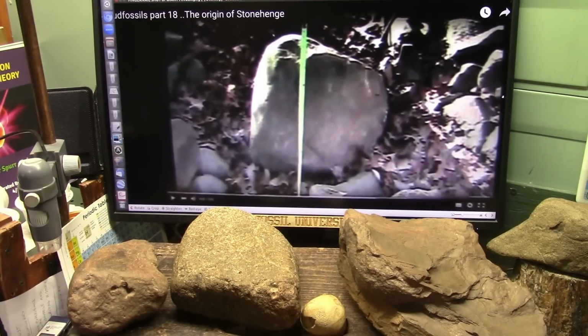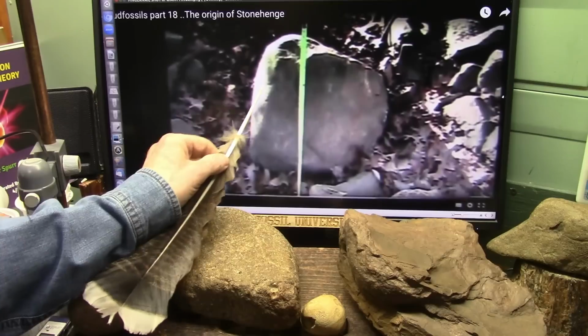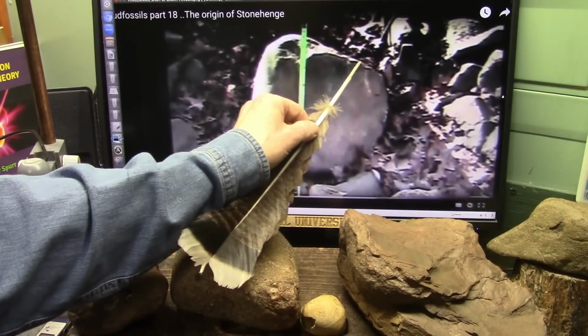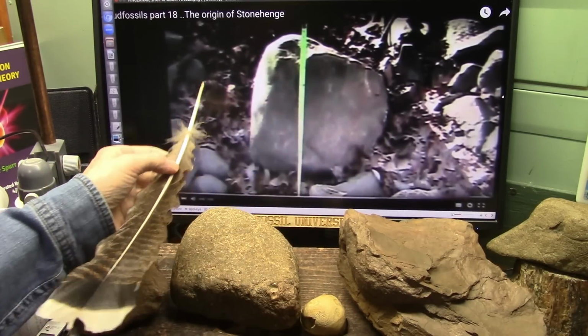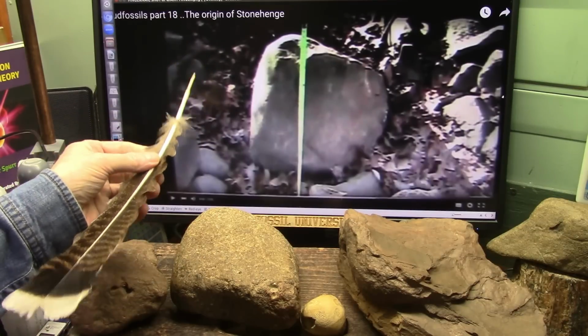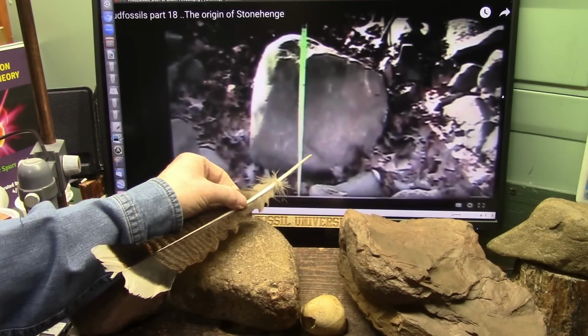Now this is the big boy. That's 3 feet long from the back right there to the tip right here. That is the fingernail. All right, take your time and look carefully. This is not a joke. This is serious, serious business. That is the fingernail.